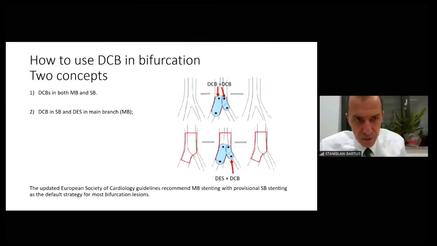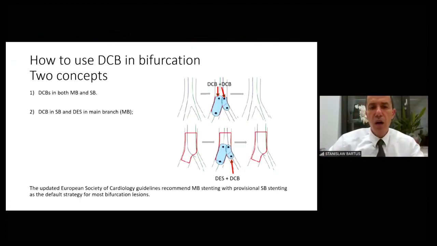All right, so we have two concepts of use of drug-coated balloons in the bifurcations. One is to use two drug-coated balloons and avoid using the stent. And the second is some kind of utilization of European guidelines for the bifurcation lesions, so the provisional side branch stenting, but with using the drug-coated balloon in the side branch.